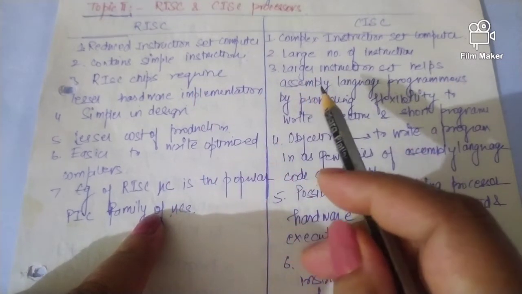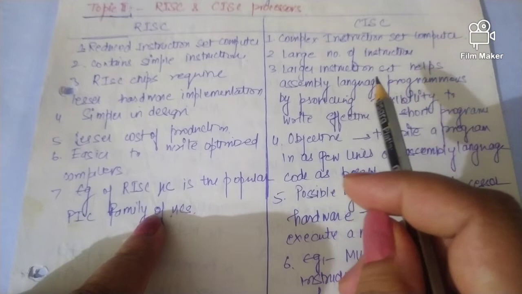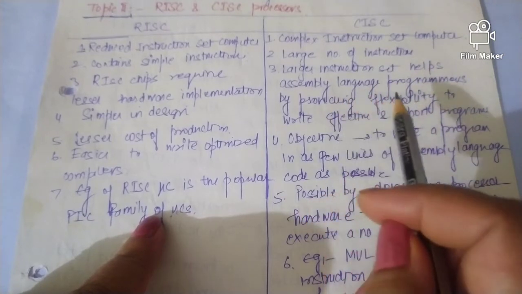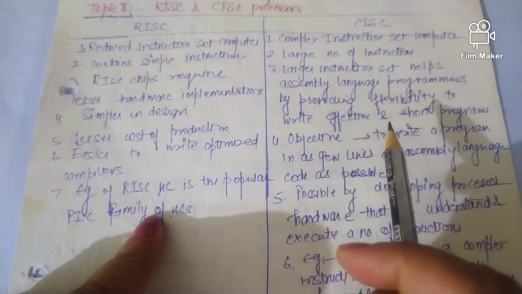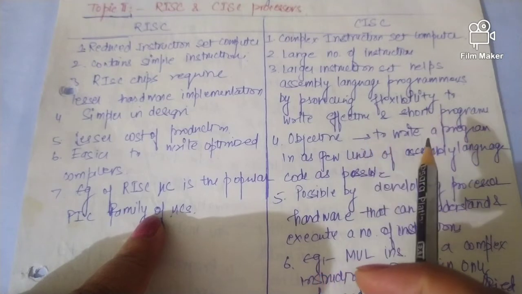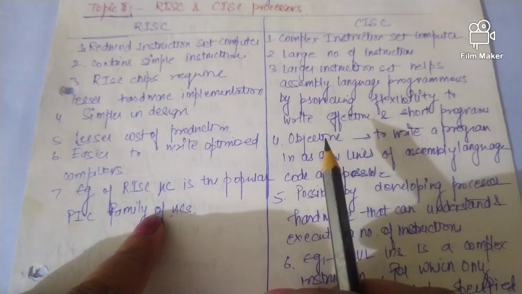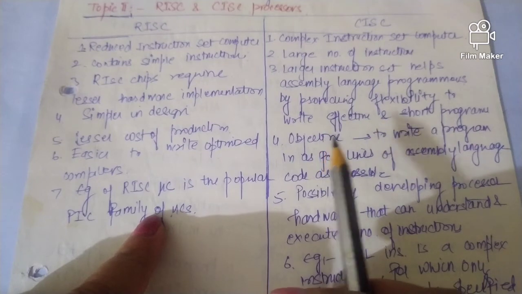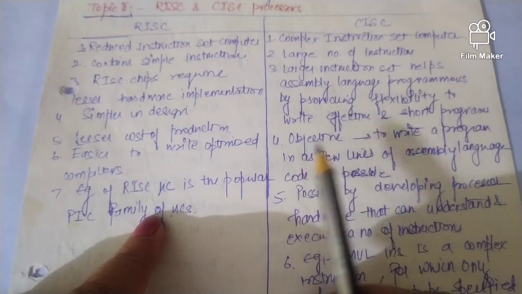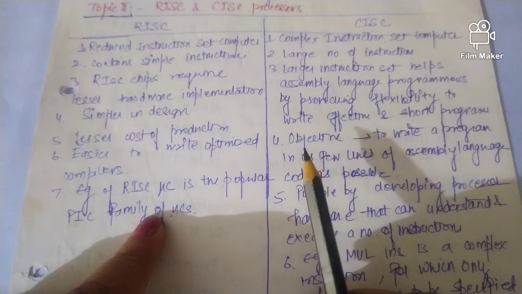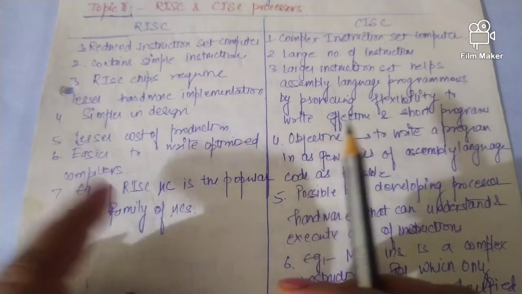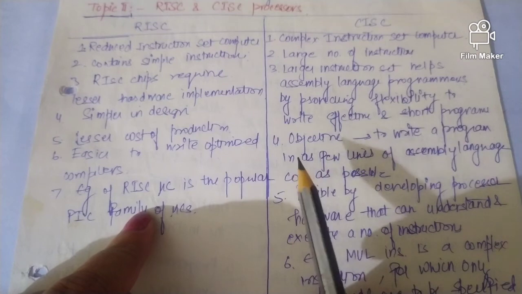Now in the case of Complex Instruction Set Computer, the larger instruction set helps assembly language programmers by providing the flexibility to write effective and short programs. So here we have a larger instruction set, and programmers can write very effective and short programs. You have more instructions, so you can use them any way you like.